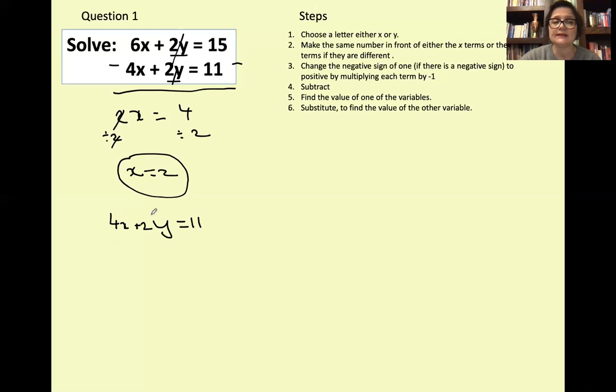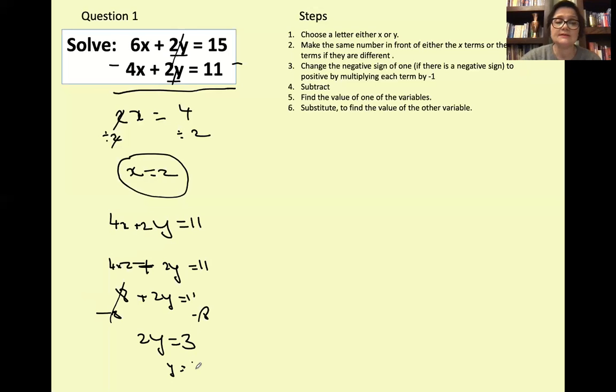And then instead of the x, I'm going to put 2. So 4 times 2, plus 2y equals 11. I'm very sorry, so plus 2y equals 11. So 8 plus 2y equals 11. Now get rid of the 8 by doing minus 8. 2y equals 3, right? So divide by 2 both sides, and y is going to be 1.5. There you go.